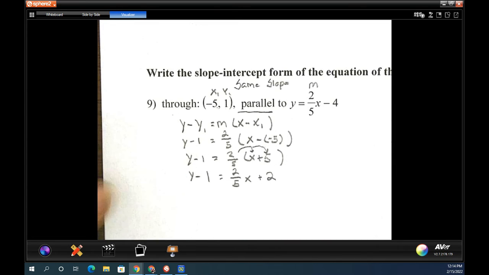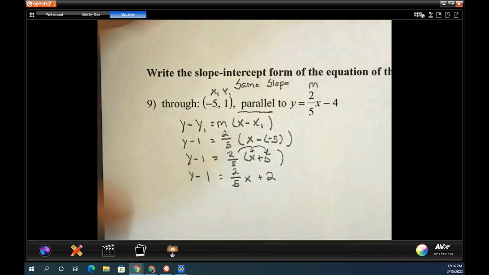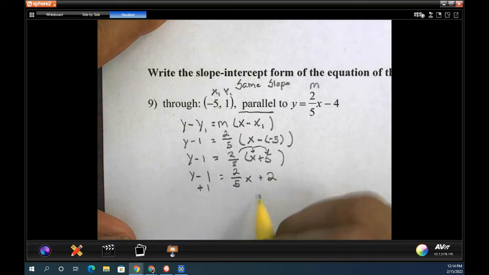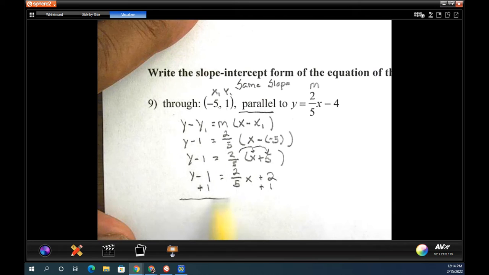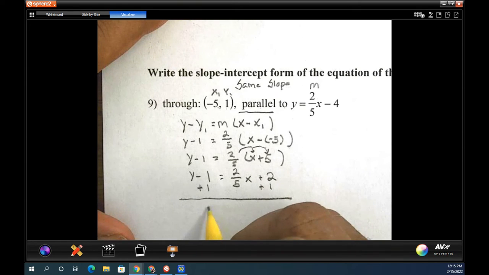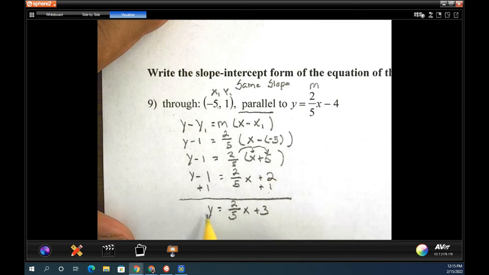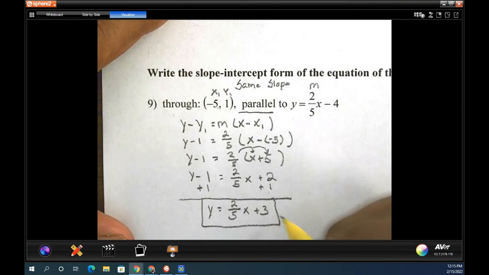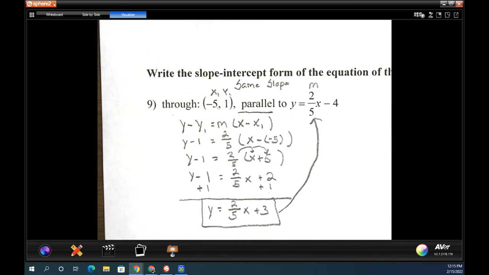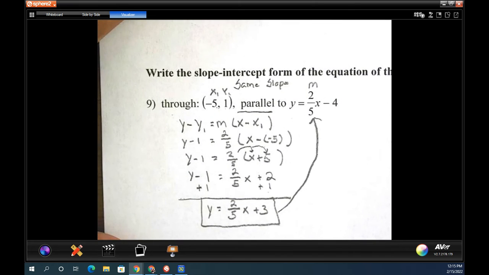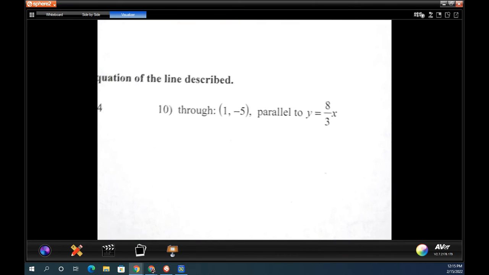You have one thing left to do once you get to this point. What's the last thing you need to do? No, not subtract. Add 1. Do the opposite. So you're going to add 1 to both sides. So it becomes y equals 2/5 x. 2 plus 1 is 3. That equation right there is parallel. Remember, parallel lines never intersect. They never intersect.